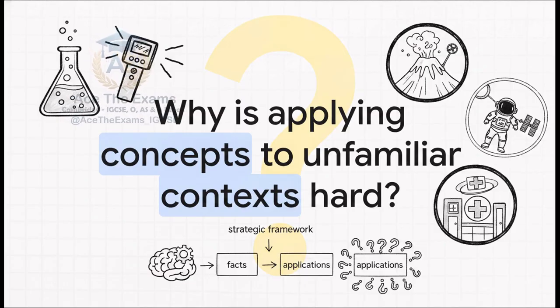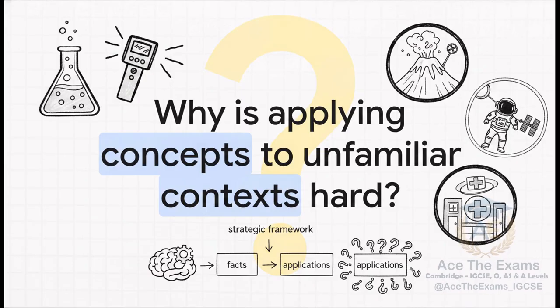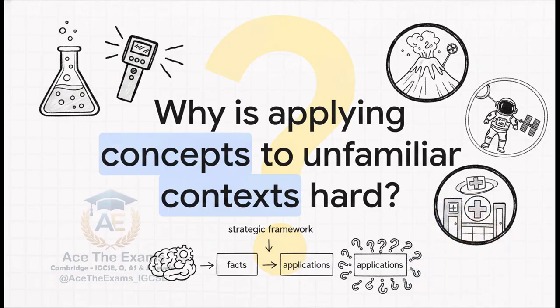You might learn about background radiation in a standard, boring laboratory setting, right? But then the exam question will turn around and ask you to analyze the radiation readings taken by a probe near an active volcano, or aboard an International Space Station, or inside a high-tech medical physics facility. If you have only memorized the isolated facts without understanding the underlying principles, your brain just freezes when the context changes. The solution? We don't just memorize. We build a strategic framework that can be applied to literally any bizarre scenario they throw at you.